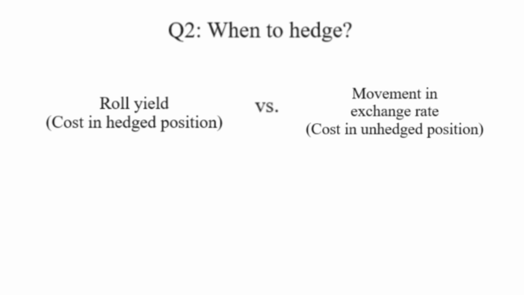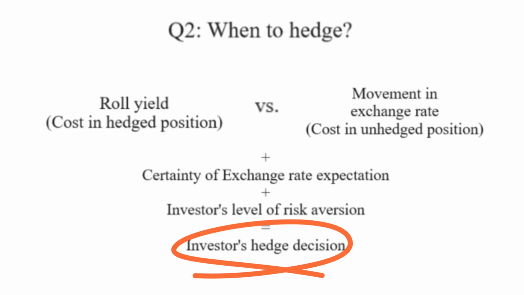However, since exchange rate expectations may or may not materialize, the final hedging decision depends on the investor's level of certainty and his risk aversion. A risk-averse investor may hedge at 100%, while a less risk-averse investor may choose a partial hedge.